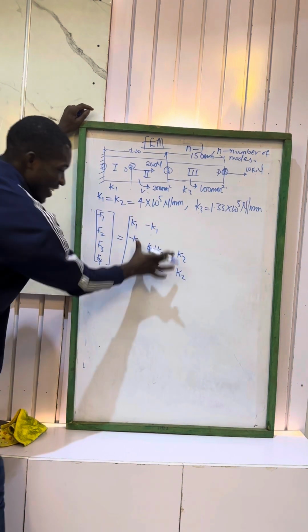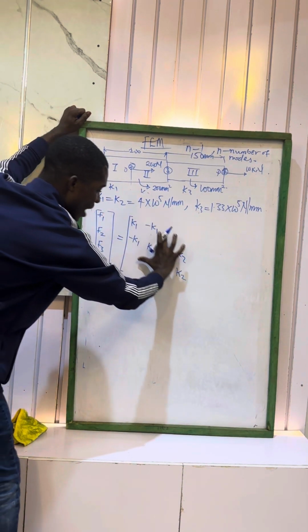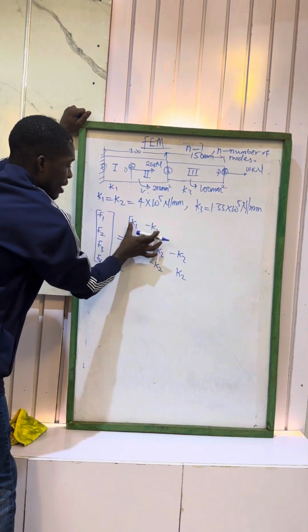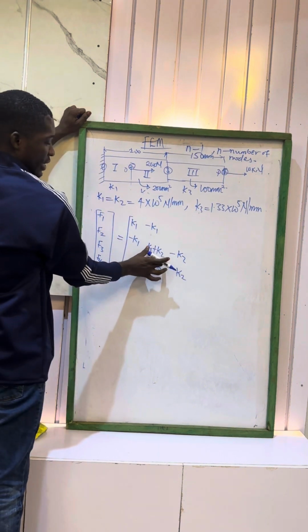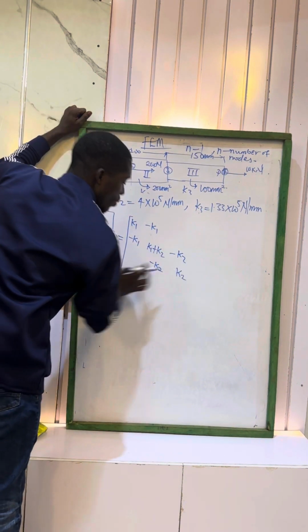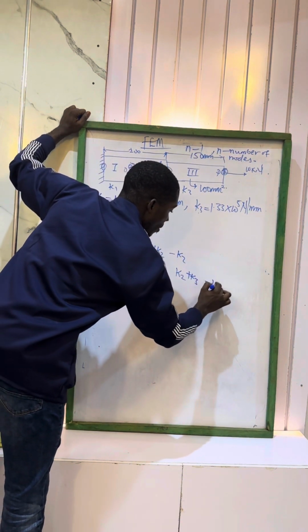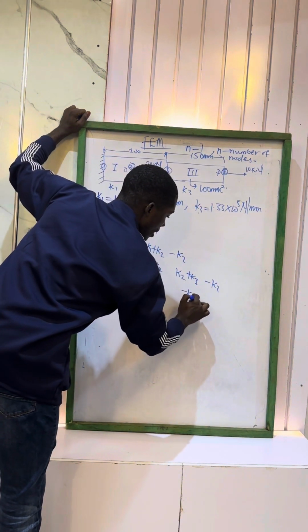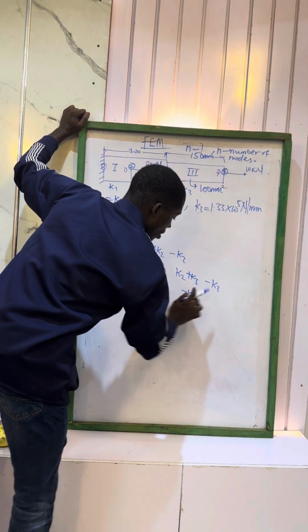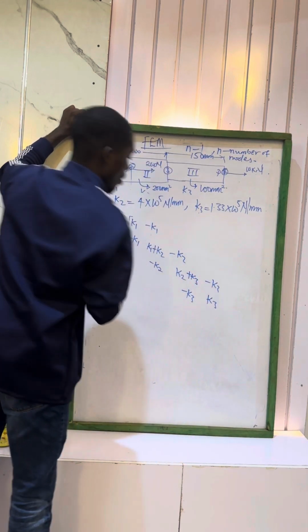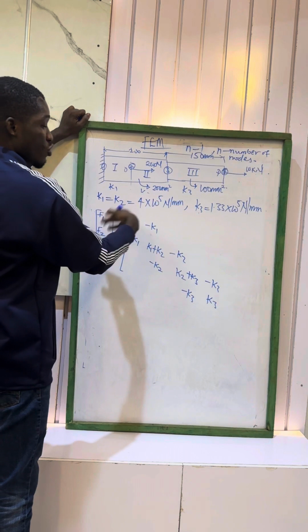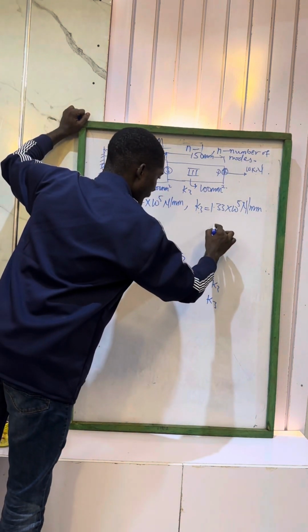Now at this point, you can see it is like a diagonal process. Then at the last K2, you have your K3 plus K3, minus K3, minus K3, so this is going to give us K3. So we have to close it at this point.